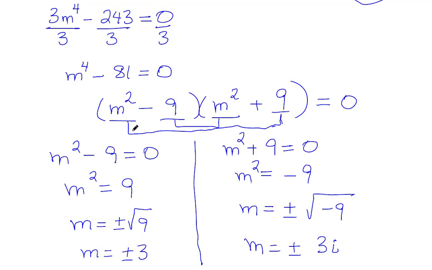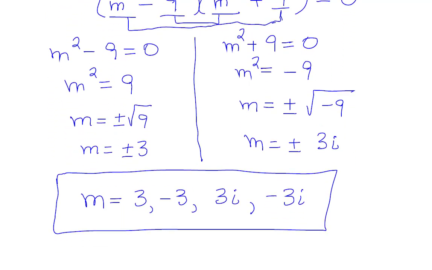And so now, set each part equal to 0. First part, I'm going to solve by the square root property. Move the 9. Something squared is equal to a number. And so m is plus or minus the square root of 9, which is 3. In the second part, I'm moving the 9, so m squared is minus 9. So m is plus or minus the square root of minus 9. Remember, I need to split off the minus, and that's the i. Square root of 9 is 3.